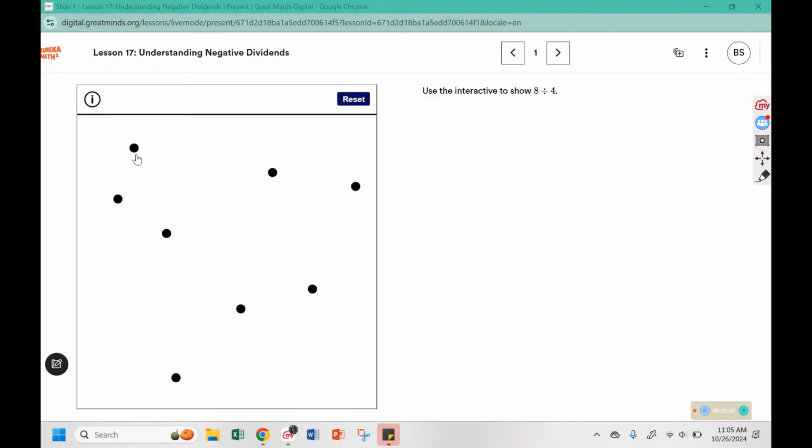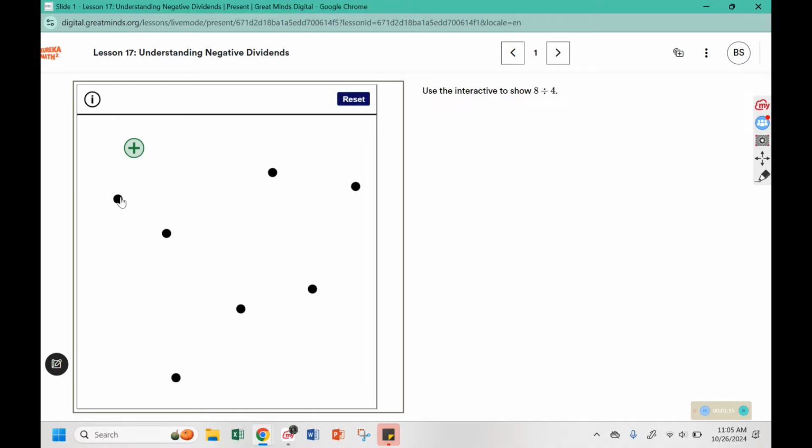Here I'm going to change them. I have 8 dots, and I'm going to change them into 4 different icons. I have 4, and then we're going to create another set of 4 icons. So you can see that I have 2 X's, 2 T's, 2 triangles, and 2 diamonds or rhombs. So that would end up with a quotient of 2.